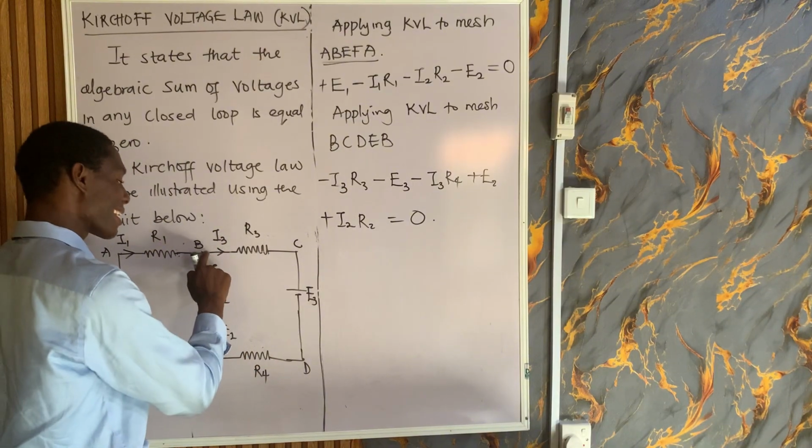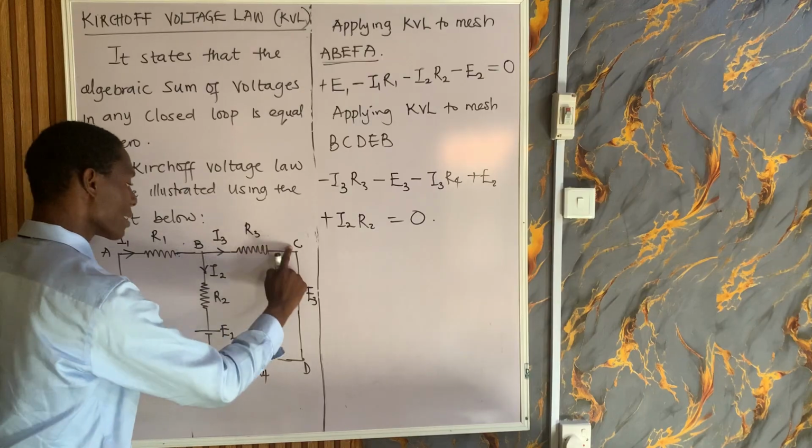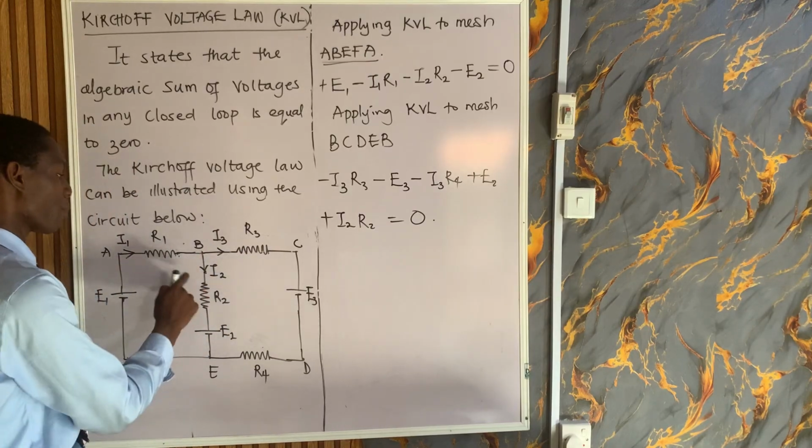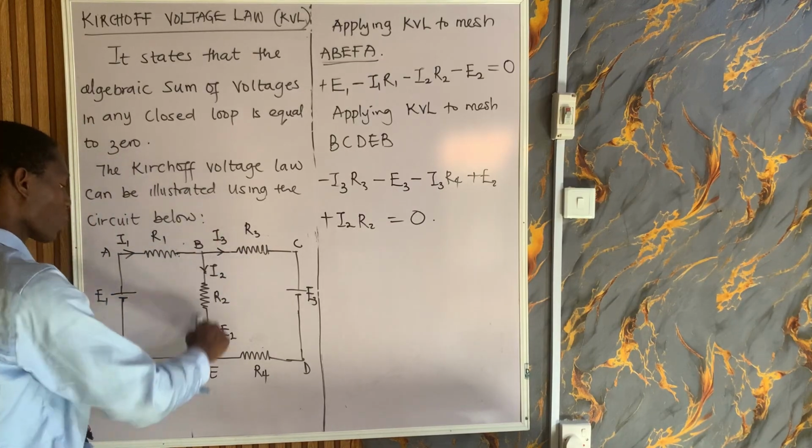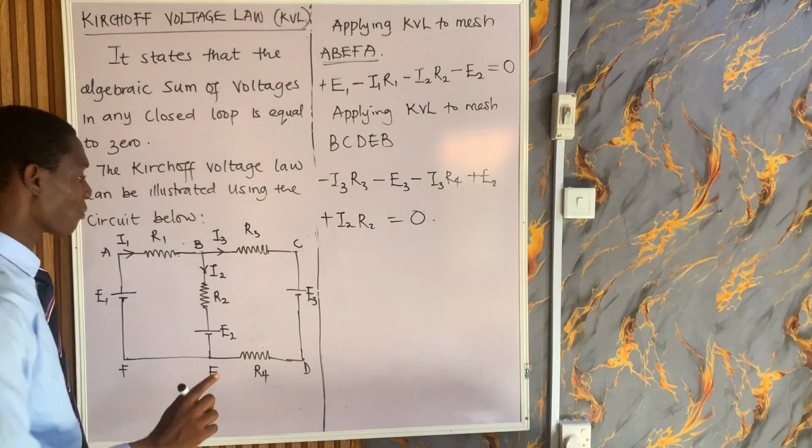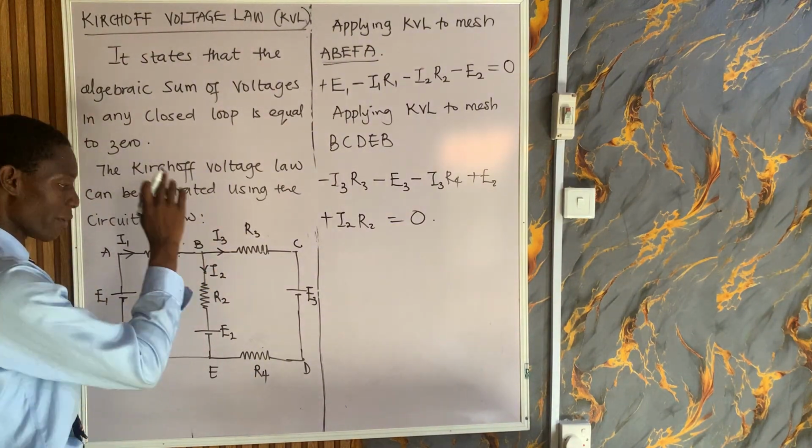Please take note that as we move from B to C, C to D, E to B, I3 does not flow in this middle part. It only flows in this part. And I1 does not flow in this middle part. It only flows in this other branch. I2 is what flows in this middle part. Please do not confuse that. So we have 3 different currents flowing in each branch.